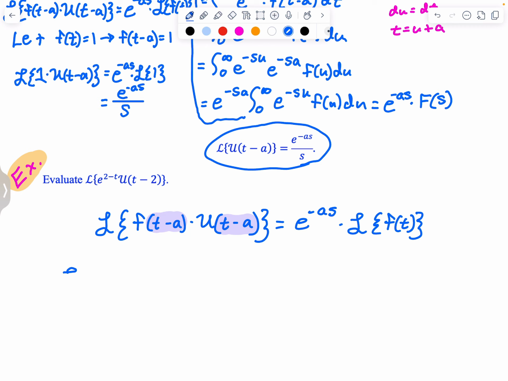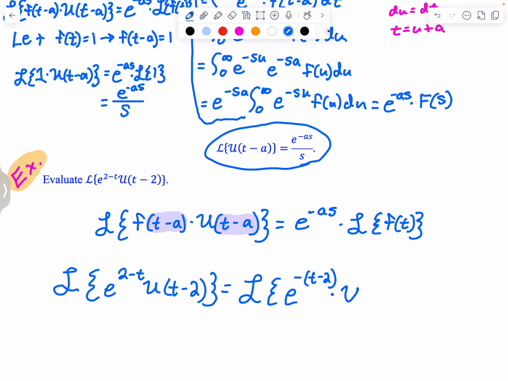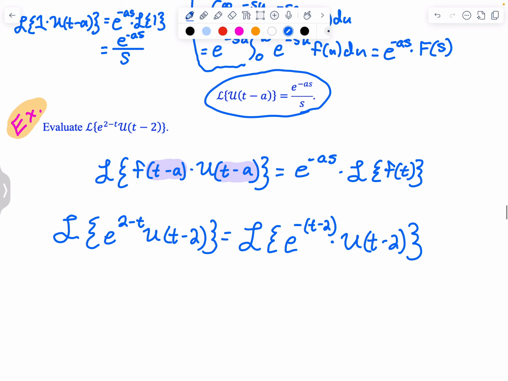So here's what we have. It'd be really nice if we could get a t minus 2 in the power there. Well, I can flip that and put a negative out front. Now it matches the theorem. I have t minus 2 in both. So this is going to be e, and then it's e to the negative as. A in this case is a 2, so it's going to be negative 2s. Careful with that. The sign thing trips people up.